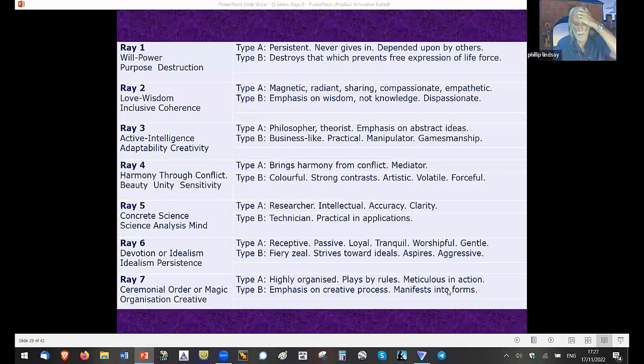Then we have ray 7, type A, highly organized, plays by the rules, meticulous in action. Type B, emphasis on the creative process, manifest into form. So we have kind of conservative and non-conservative expressions of the rays. Type B would be the non-conservative, type A more conservative. But of course, it's possible for a person to express both A and B of the rays.